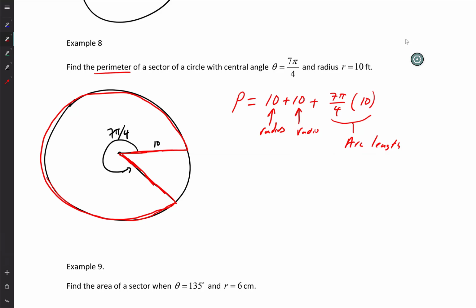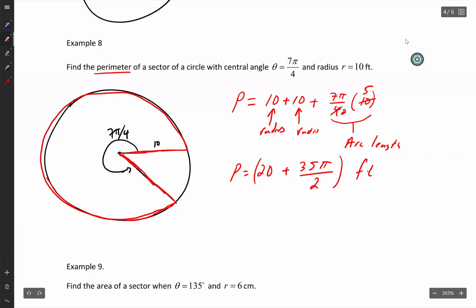It's very similar to circumference, but circumference is a property of a circle. This is not a circle because I have straight lines right there where the radius is. So now we call it a perimeter. We're going to add them all up. Perimeter equals 20 plus, 2 goes into 4 twice, 2 goes into 10 5 times. 7 times 5 is 35. So 35 pi over 2. And I need units, feet.